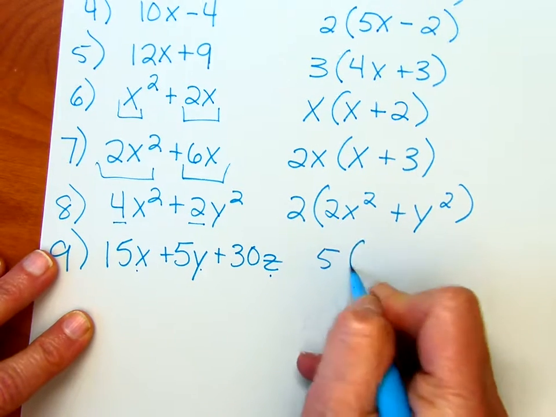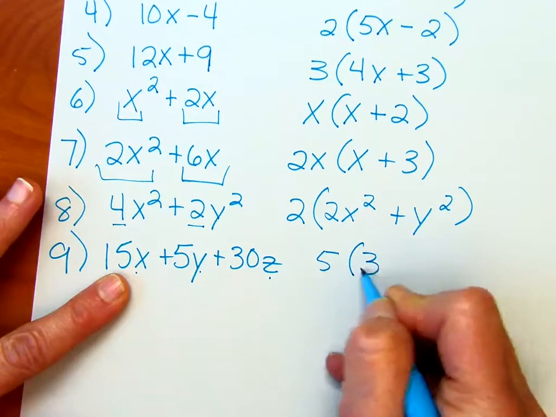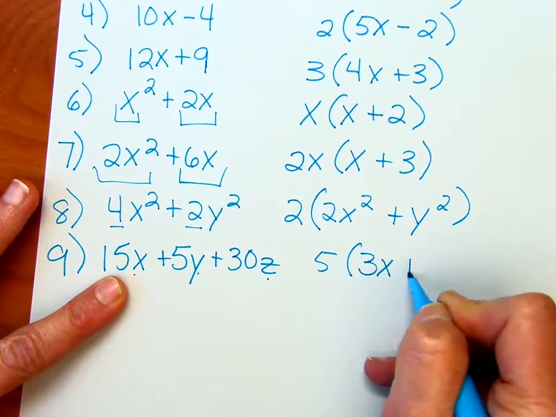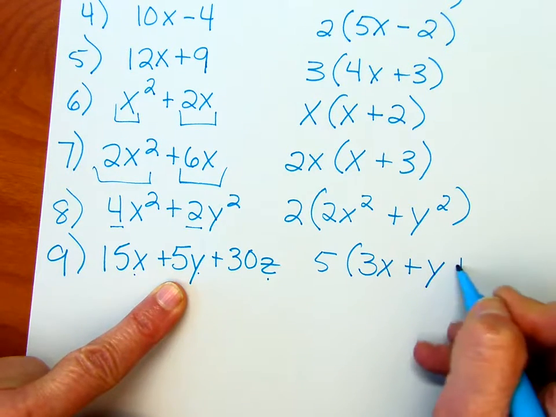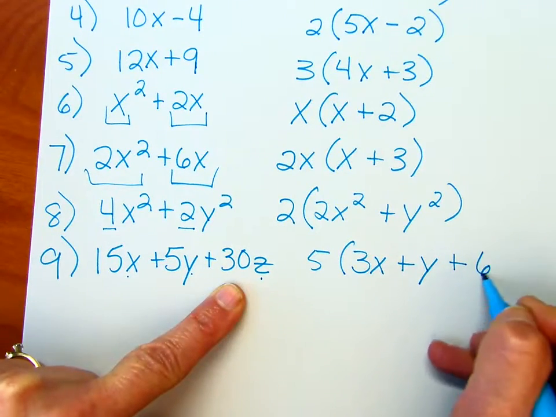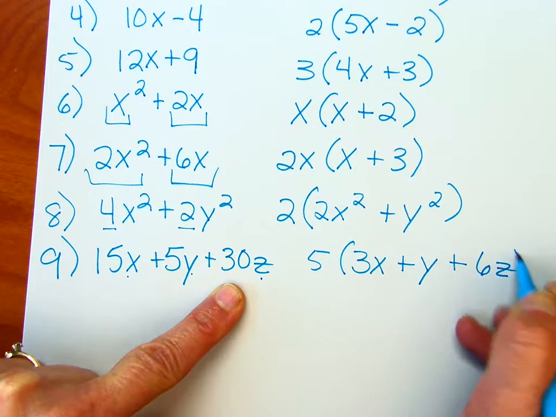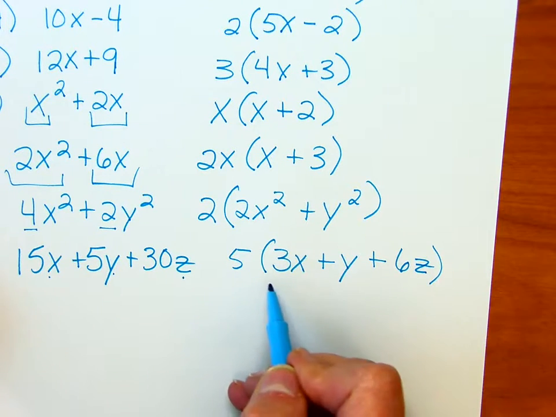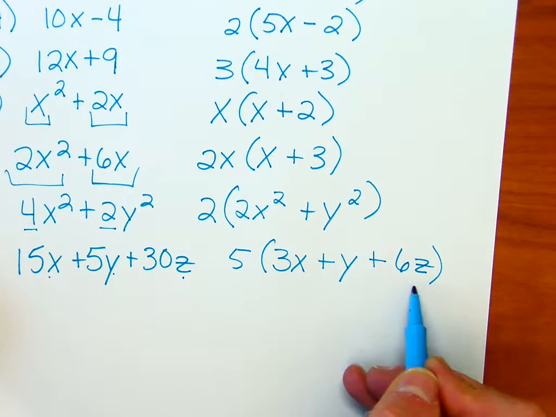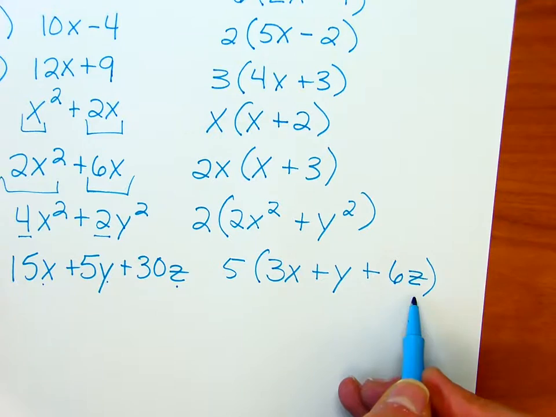So we've got 5. 5 goes into 15 3 times. We have to include the x. 5 goes into 5 once, so we're just looking at the y there. And 5 goes into 30 6 times, and so that'd be 6z. So 5 times the quantity of 3x plus y plus 6z, and that would be your answer.